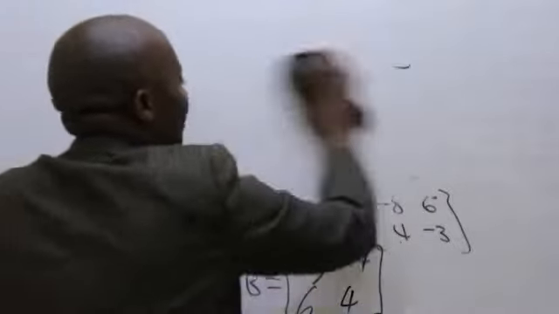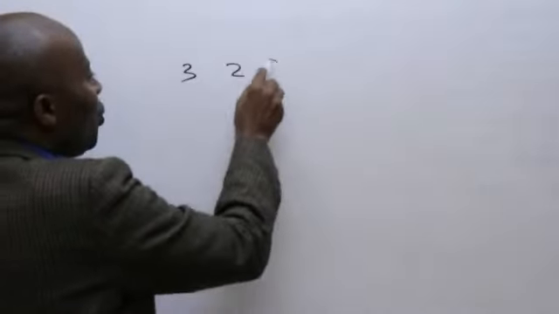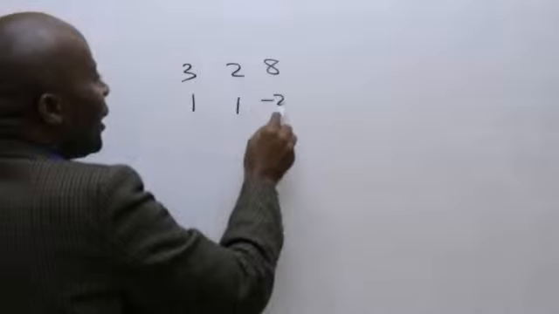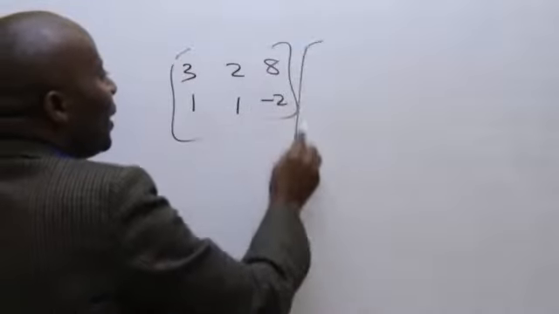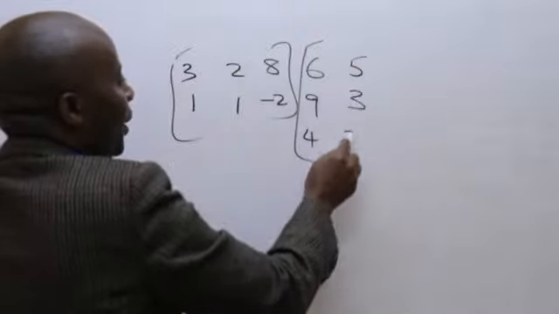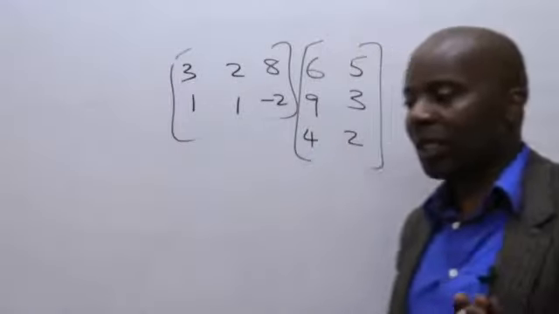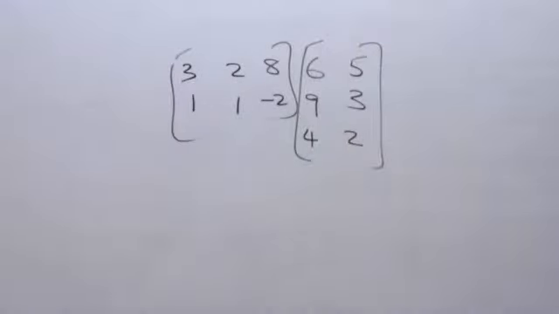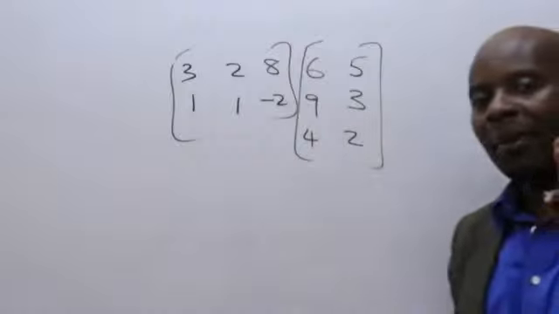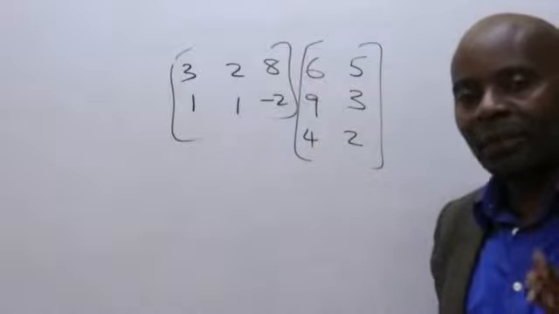Now, ladies and gentlemen, if you are given two matrices here to multiply, like 3, 2, 8, 1, 1, negative 2. You are told to multiply here with 6, 9, 4, and 5, 3, 2. You don't even have to assess these matrices for compatibility. What you need to do, ladies and gentlemen, is straight away to multiply your matrices. Please go ahead and multiply these matrices.